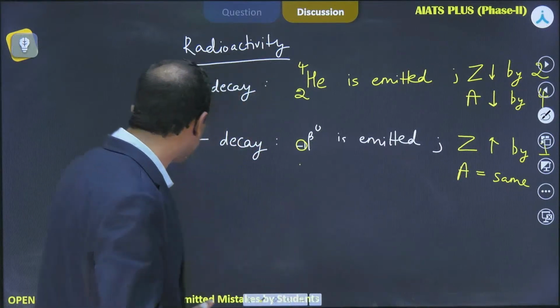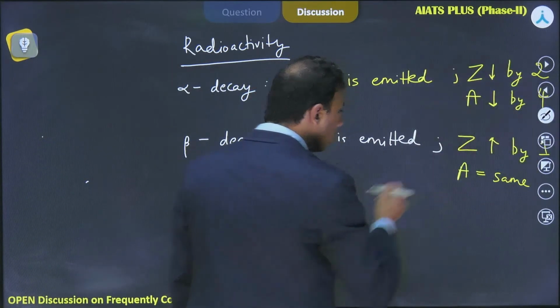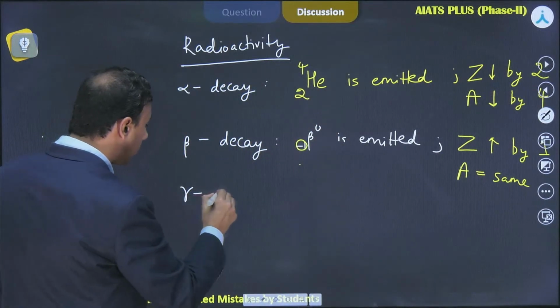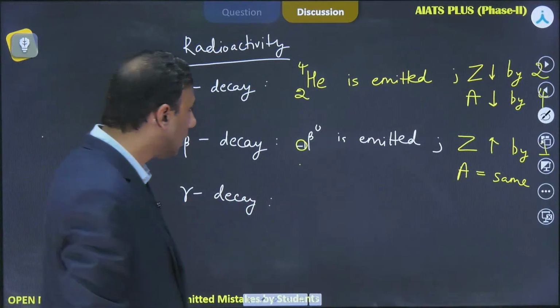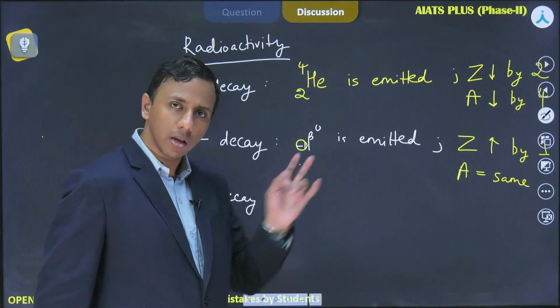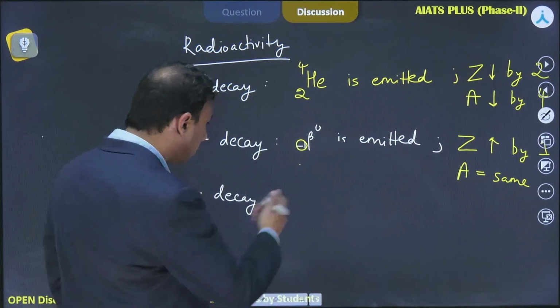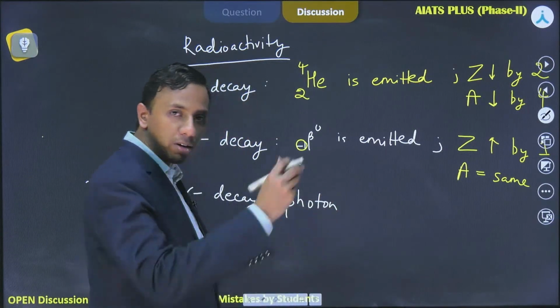So let's see. You have another decay as well, that is gamma decay. That is not being asked in our question. Also remember, this is beta minus decay. There is also beta plus decay, but that is not in the question. So in gamma decay, what happens? A photon of high energy is emitted.